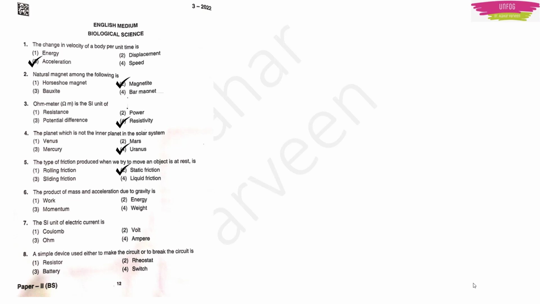Sixth question. The product of mass and acceleration due to gravity is. It should be weight, right? Because weight is equal to mass into g, that is acceleration due to gravity. So option 4 will be right here. The SI unit of electric current is. Of course it should be ampere.